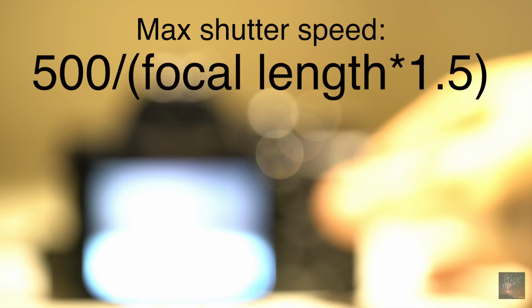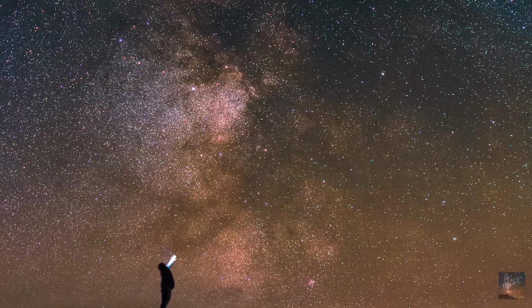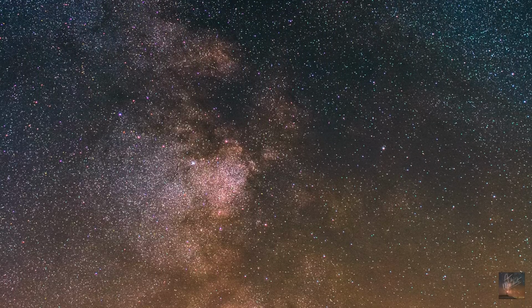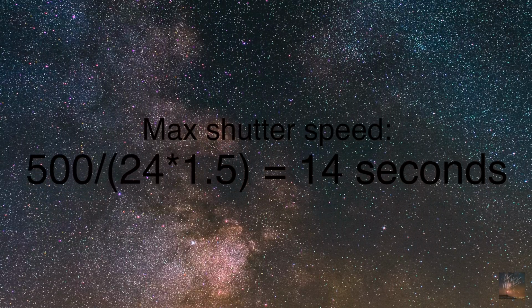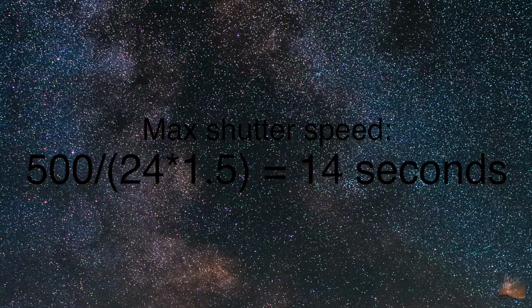But be careful, that's when knowing if your camera is a full frame or crop sensor is important. If you have a full frame, you can apply the rule directly. If you have a crop sensor, you will have to multiply your focal length by 1.5 or 1.6 to get it right. So again, if I'm shooting on a 24mm lens with a crop sensor, I will open up to 500 divided by 24 times 1.5, which is about 14 seconds.